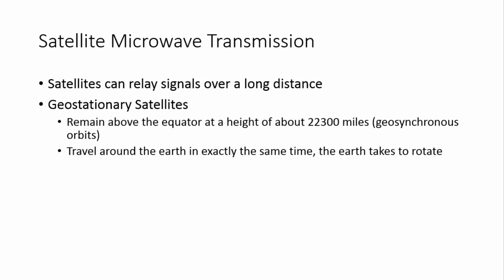Satellite microwave transmission. Satellites can relay signals over a long distance. A geostationary satellite remains above the equator at a height of about 22,300 miles, and travels around the earth in exactly the same time the earth takes to rotate.